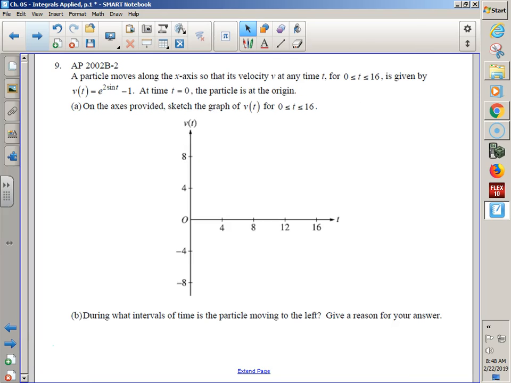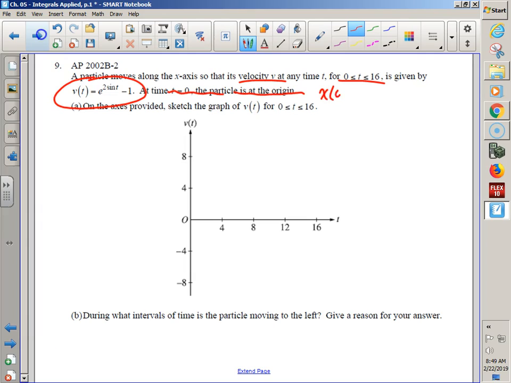What else do we have? How about number 9? A particle moves along the x-axis, and its velocity at any time t, for t within 0 to 16, is given by, oh, this is a nice one. We have an equation again, and it's velocity, and we have a time interval. And they tell us a clue. They say the position of the particle at 0 is 0.